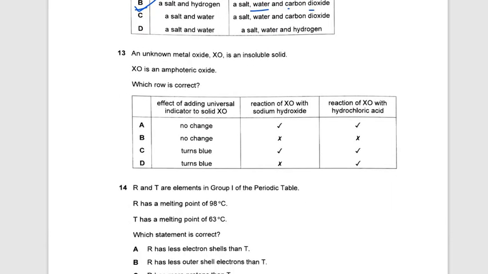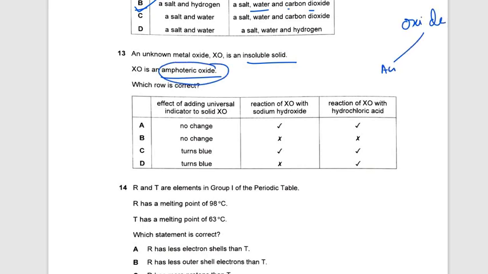Now 13. The unknown metal oxide X is an insoluble solid and amphoteric. Amphoteric means what? There are 3 types of oxide. Please tell me what the 3 oxides are. You have acidic oxide, basic oxide, and then amphoteric oxide. Amphi means both. Acidic oxides are formed by non-metals, basic oxides are formed by metals. Non-metal oxides are CO2, SO2. Metal oxides are sodium oxide, aluminum oxide, calcium oxide, whatever metal you can think of.